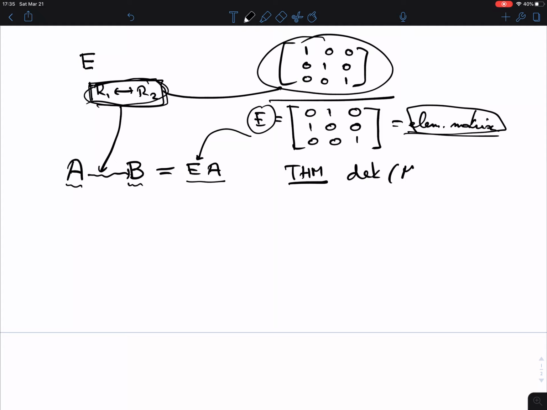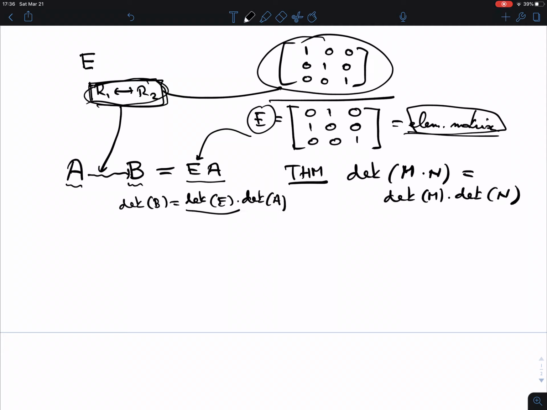Suppose we have two matrices M and N. The determinant of their product is the same as the determinant of the first matrix times the determinant of the second matrix. We'll come back to this, but I'm using it already. So in this case, this would mean that the determinant of B is the same as the determinant of E times the determinant of A.